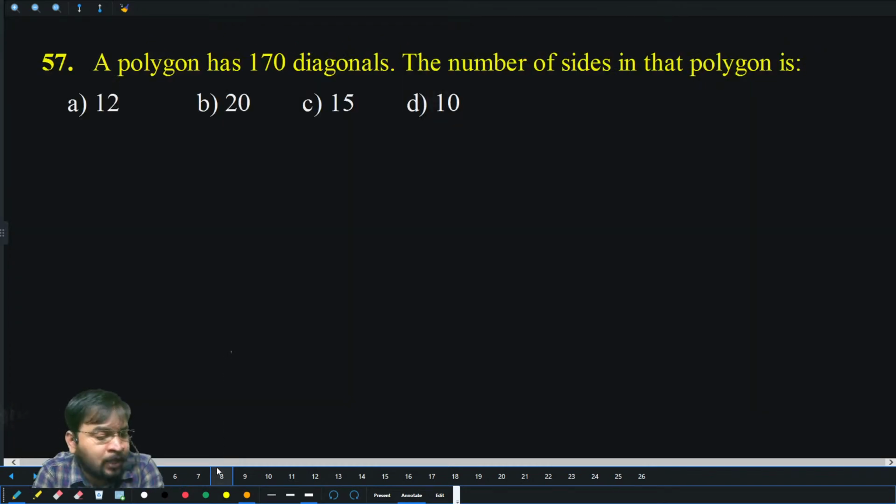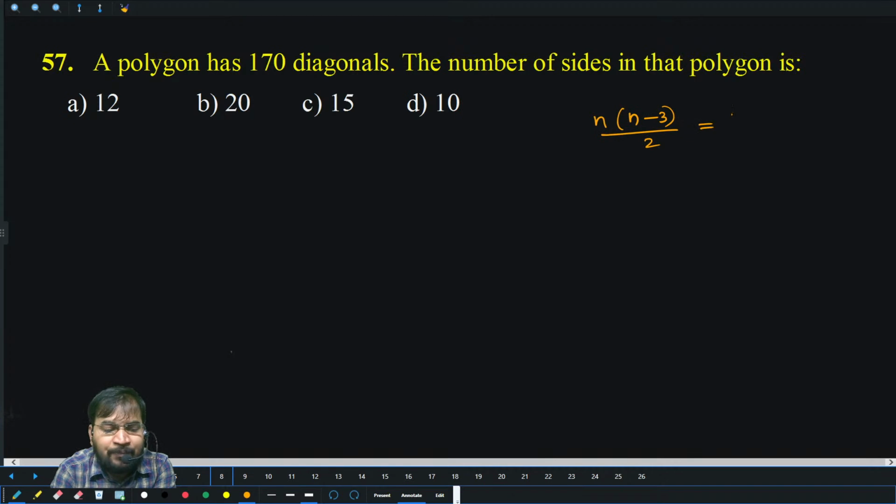Simplification. Next, a polygon has 170 diagonals. The number of sides in that polygon. What is the formula for the number of diagonals in a polygon? n into n minus 3 by 2 is equal to how much? 170. We go through the options. If we go for 12 into 12 minus 3, 9. 12 9s are 108. 108 by 2, 54. It is not possible. If we go for 20 into 17 by 2, 2 and 2 cancel out, 17 into 10, 170. It is satisfied. So your answer is option B.